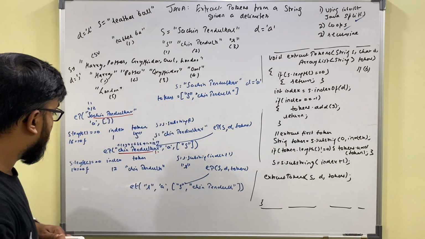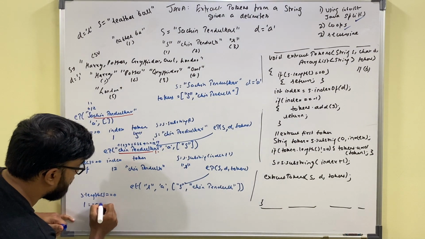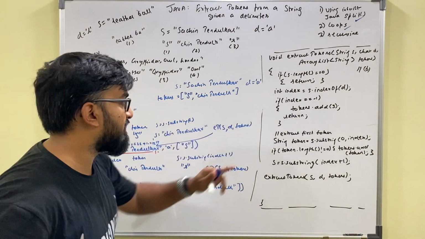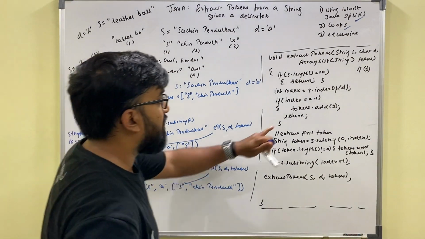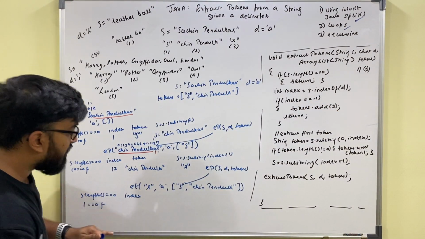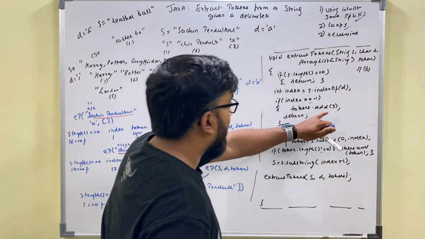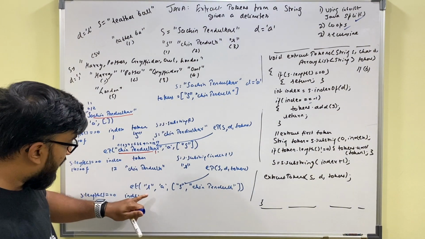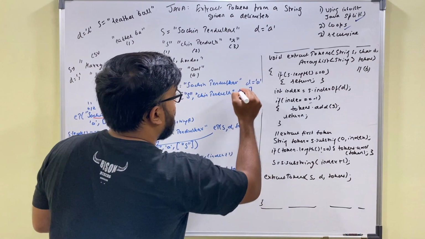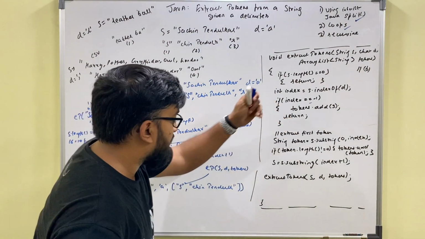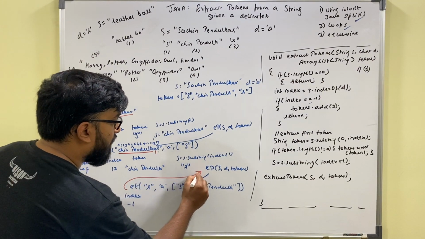First condition, s.length equal to 0. s.length is 1, equal to 0 is false. You find the index, where you are looking for a in this string. a is not found in this string, so index is -1 in this case. Index is -1, so this condition is true. You add s to tokens, so you add this string to tokens, and you return.